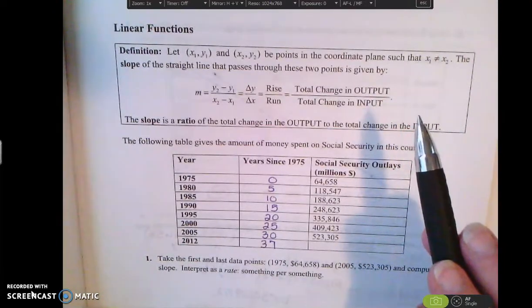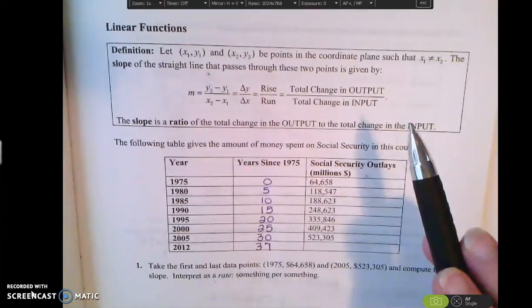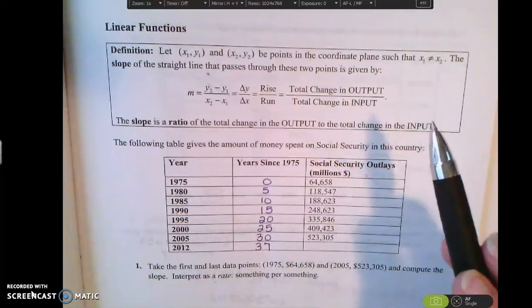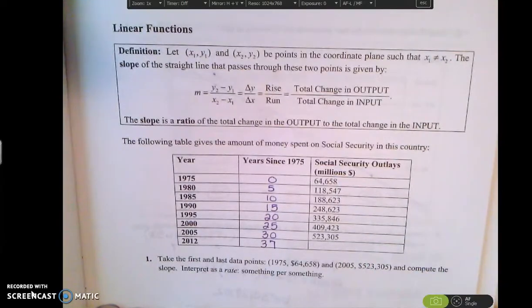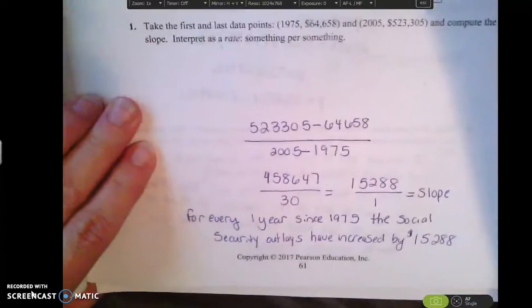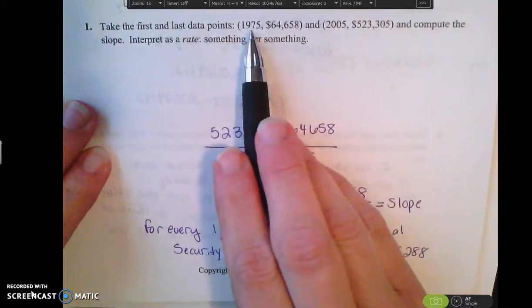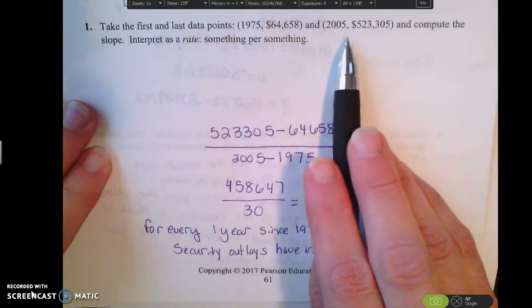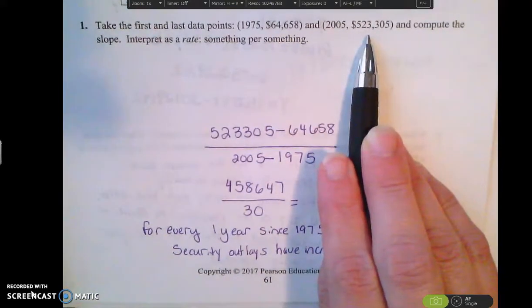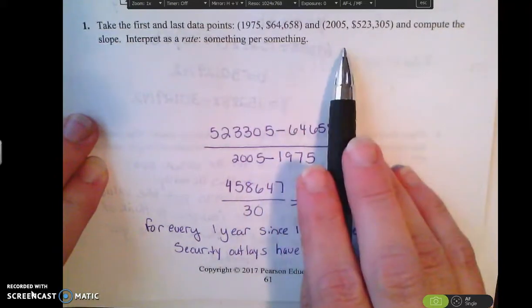It's the ratio of the change of the two items. It's the ratio of the rise over run. So we're going to be talking about this some more. In this example, you have this data, and in the first example, they're saying take the first and last data points from the set. So we have 1975 made $64,656 and 2005 made $523,305. So this is how much money was actually placed into the system for Social Security during those years.